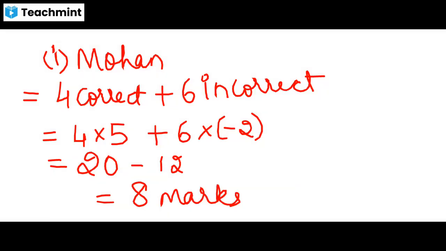Understood, children? Yes, ma'am. You should observe more. He has attempted all 10 questions. 4 correct, 6 incorrect. 4 plus 6, 10. So he has attempted all 10 questions in this. Next we'll see Reshma.